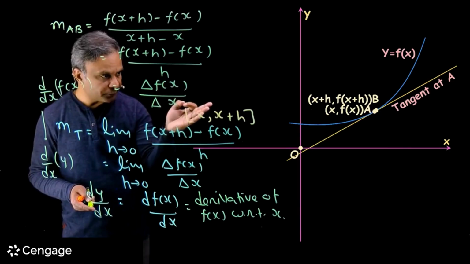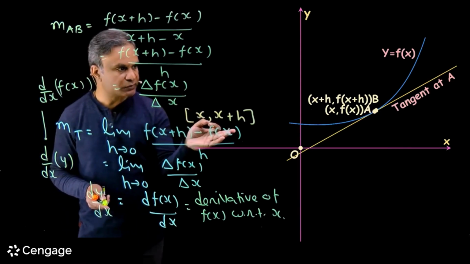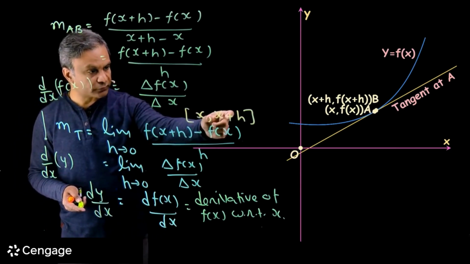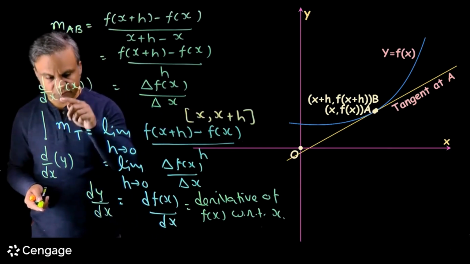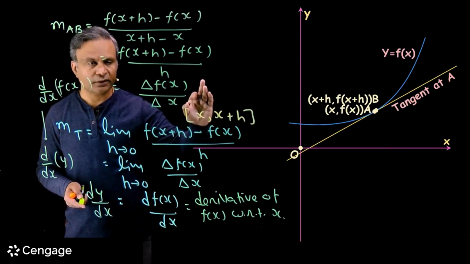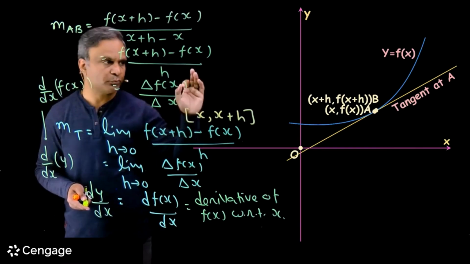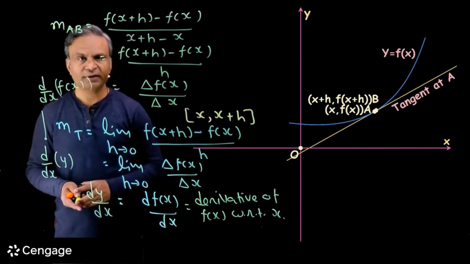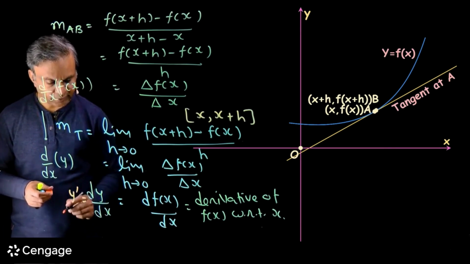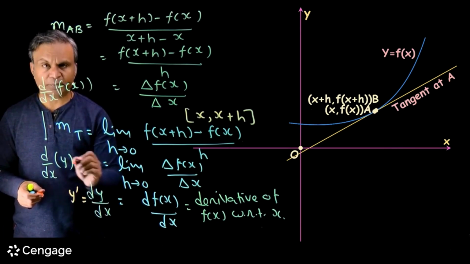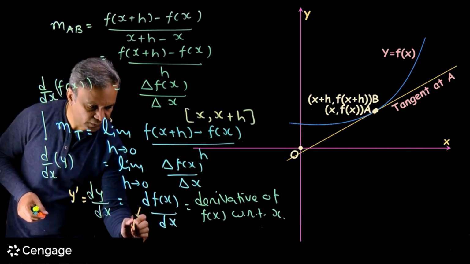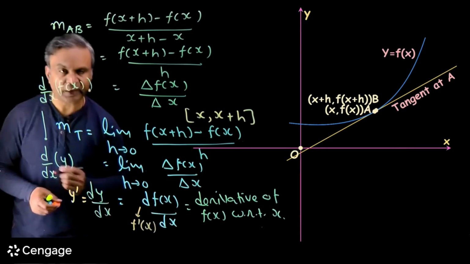This is the instantaneous change of y with respect to x at point A. This ratio is the average change over this interval. Okay, and this ratio is the instantaneous change of y with respect to x at point A. ठीक है? This derivative is also written like this and read as y prime or y dash. Then this is f prime x or f dash x.